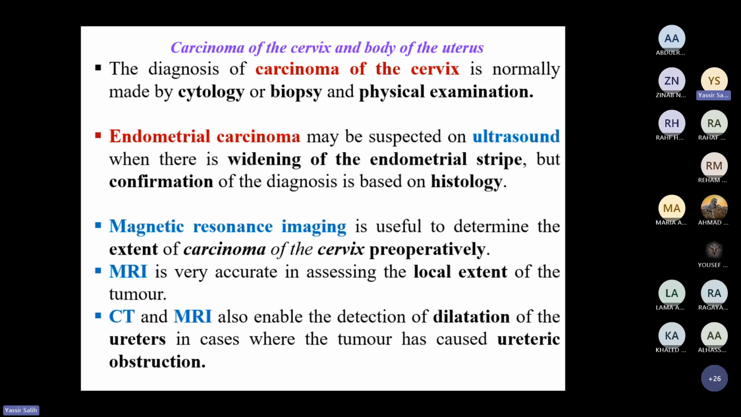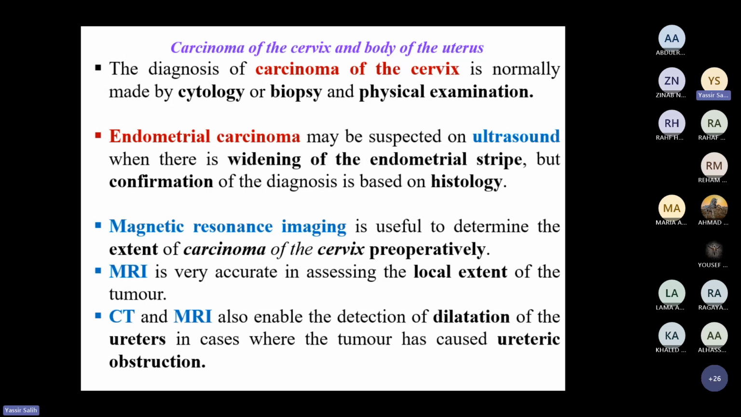MRI is also very useful to assess the extension of the carcinoma of the cervix. It helps us assess whether the carcinoma of the cervix is invading, for example, locally the urinary bladder or the rectum. It helps us a lot with these things. In addition, before operation you can assess the cervix itself, because we need to know about it or other parts of the uterus, especially the cervix.